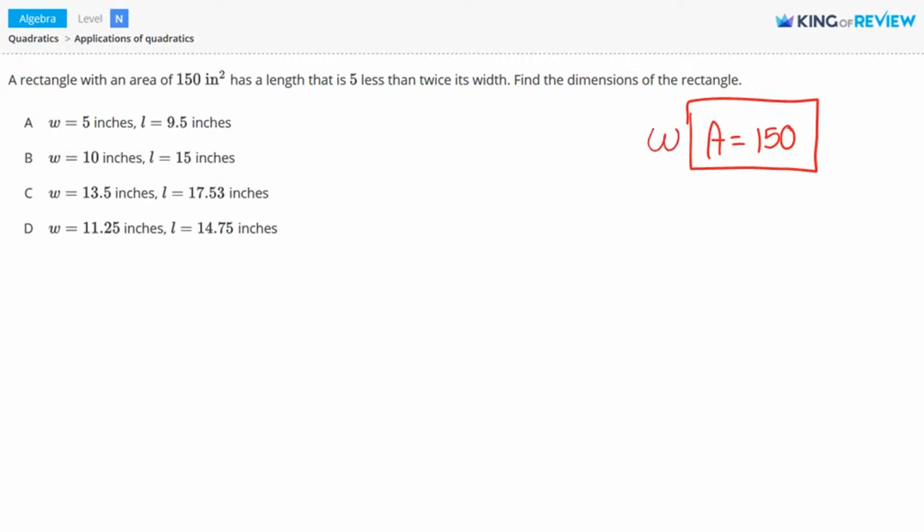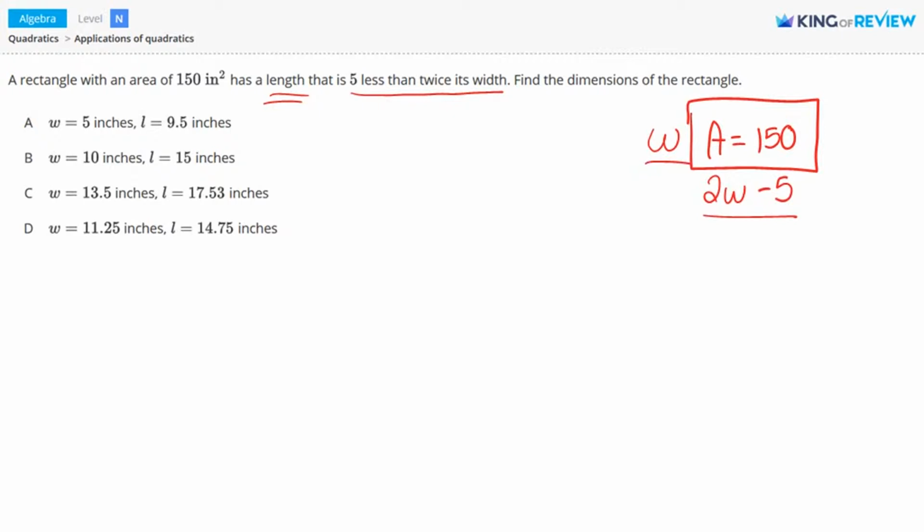So if the width is here, how do we write an expression for 5 less than twice its width? This will be the length. So 5 less than twice its width is 2w minus 5. So now we have our length here and our width here.